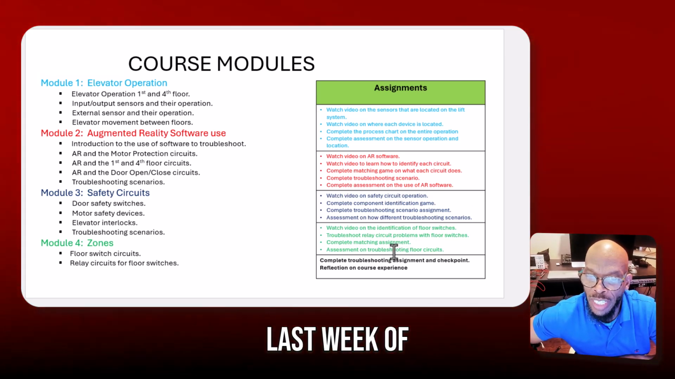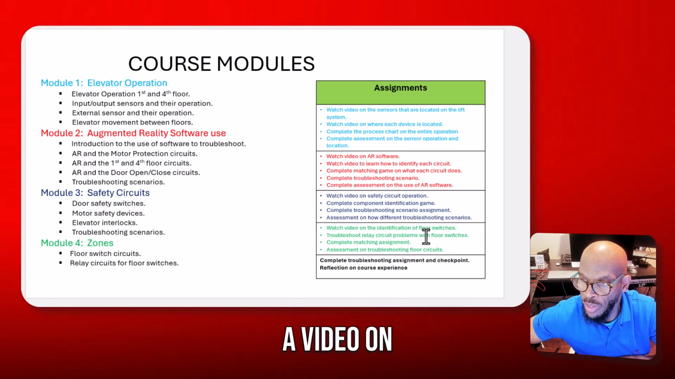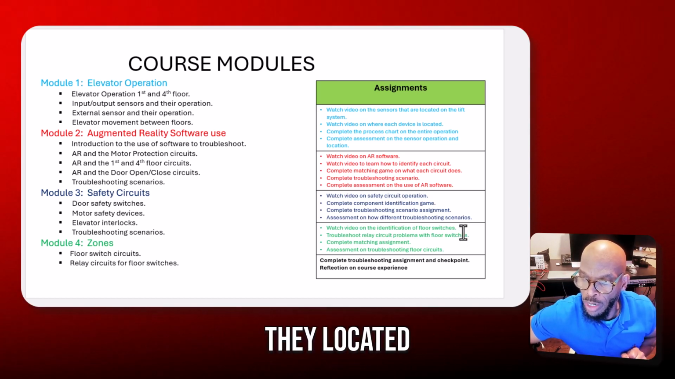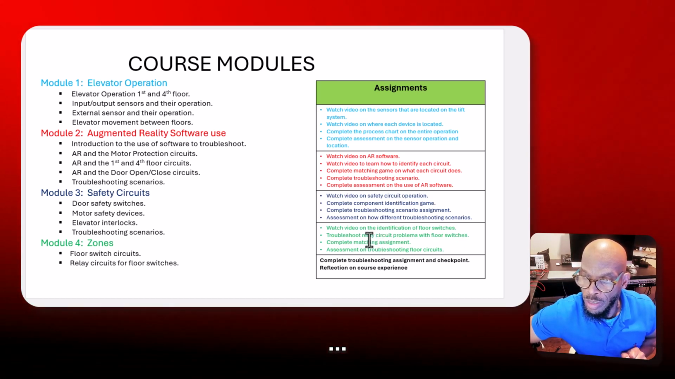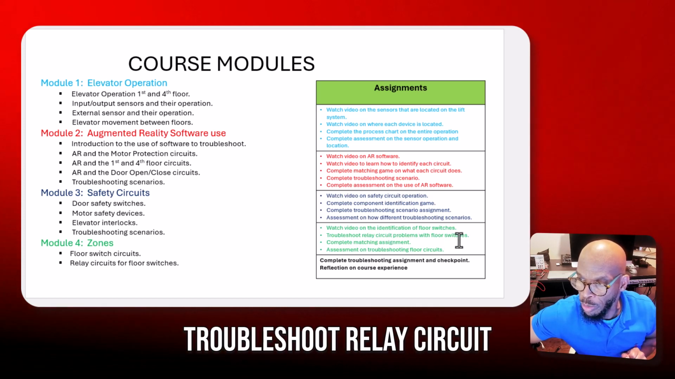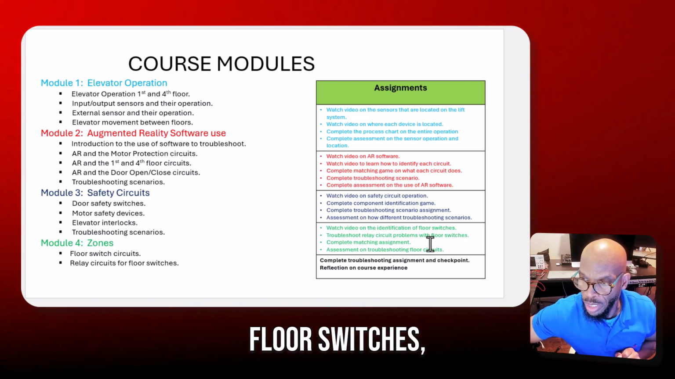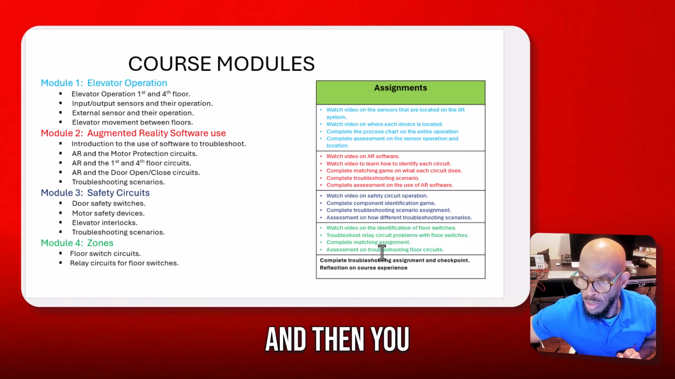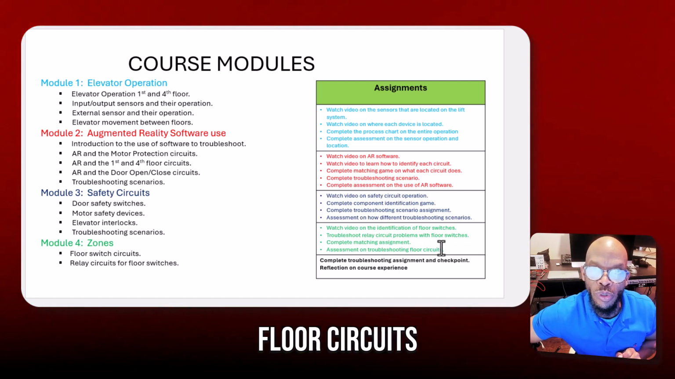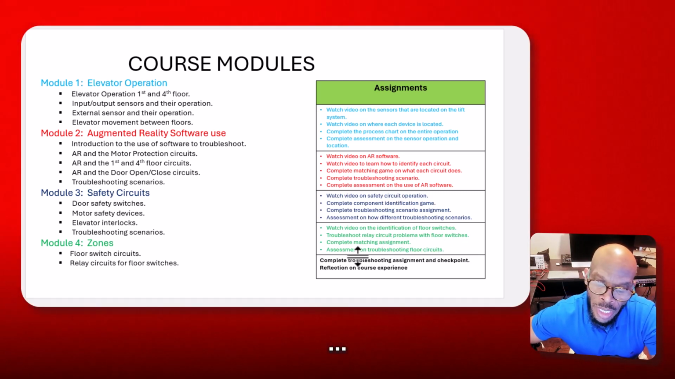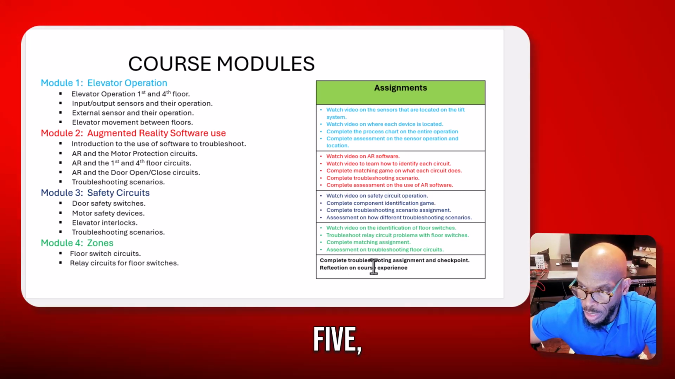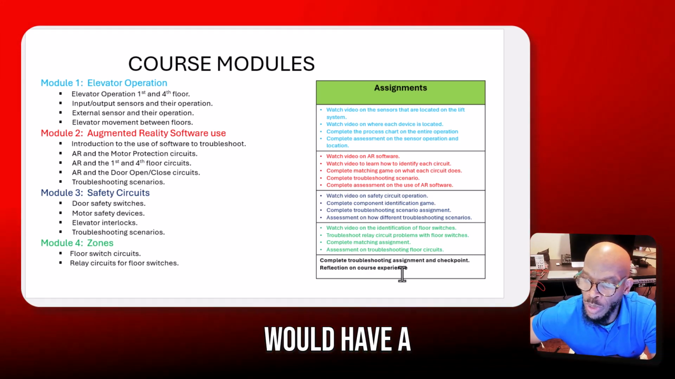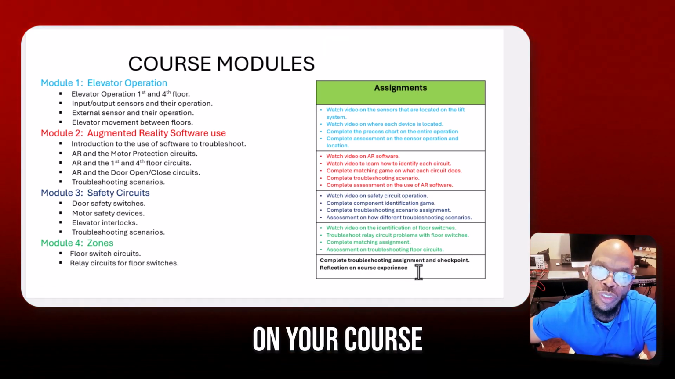Then that leads us into the last week of the course, which is Module 4. You're going to watch a video on the identification of the floor switches and where they're located. You're going to learn troubleshooting relay circuit problems with the floor switches. Then you're going to complete another matching assignment, and then you will have an assessment on troubleshooting floor circuits. Entering into week 5, you're going to complete troubleshooting assignments and a checkpoint. And then you would have a reflection activity on your course experience.